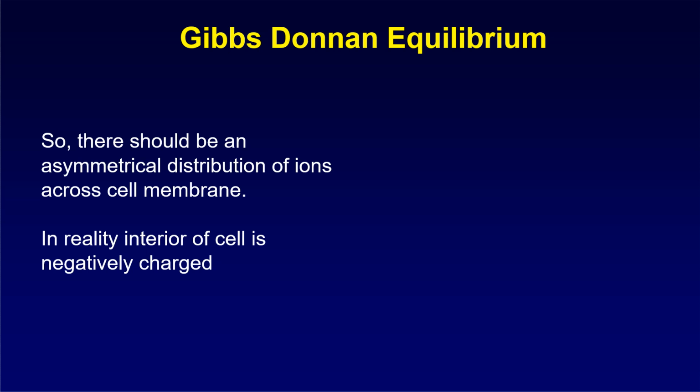Intracellular fluid contains non-diffusible anions like proteins and organic phosphates. So according to this equilibrium, there should be an asymmetrical distribution of diffusible ions across the cell membrane, with cations being more inside than outside. But in reality, the interior of the cell is negatively charged, which is explained in the further slides. So according to Gibbs-Donnan equilibrium, what it should be is an asymmetrical distribution of ions across the cell membrane.